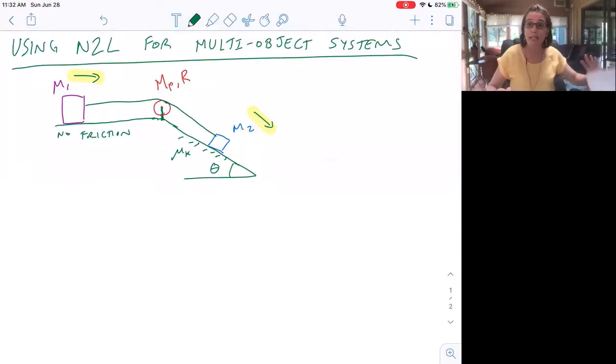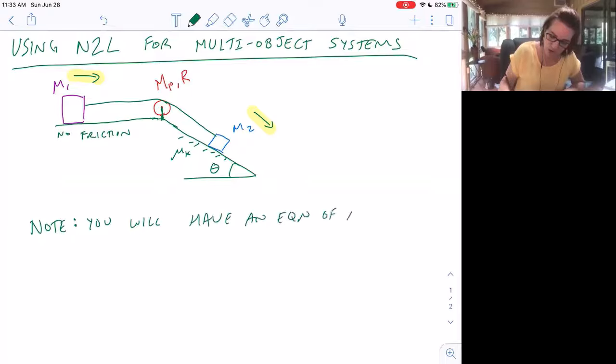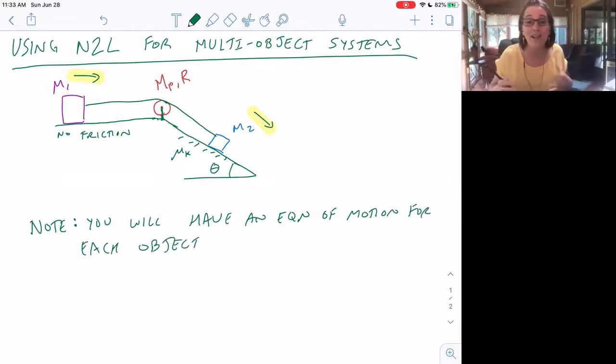So let's go ahead and summarize what I said, and then we'll start with the linear objects, then move on to the rotating object, and then we'll see where we go from it. All right, so note a key idea is that you will have an equation of motion for each object. When you're done, you're going to have an equation for each object.